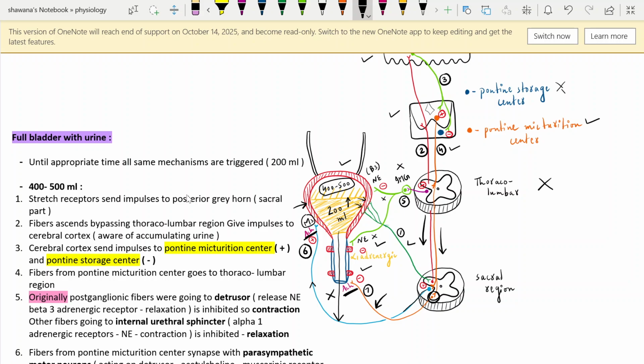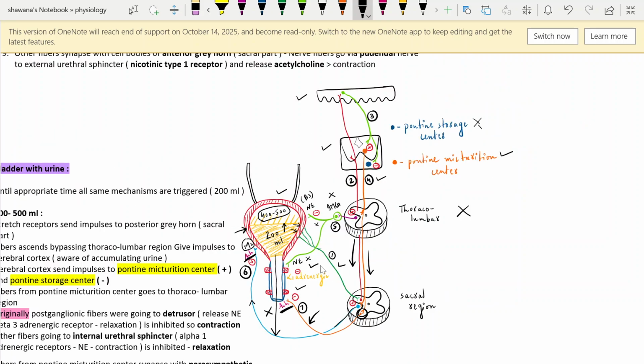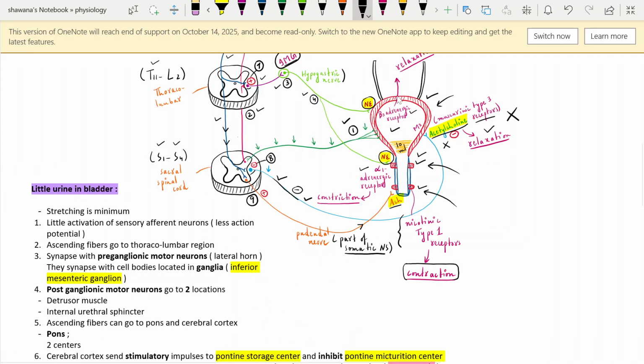So the person starts to urinate, and when the person has urinated, again the bladder starts to store the urine until 500 ml is reached. So this is the process that is repeated all the time in the storing and urinating of the urine.